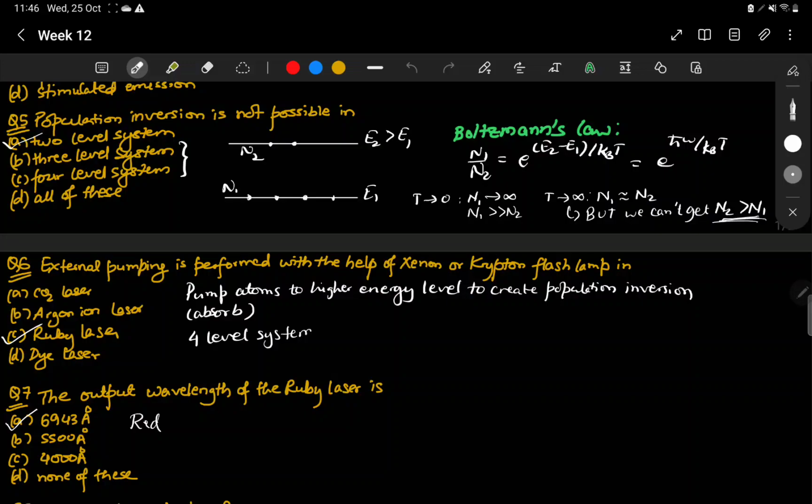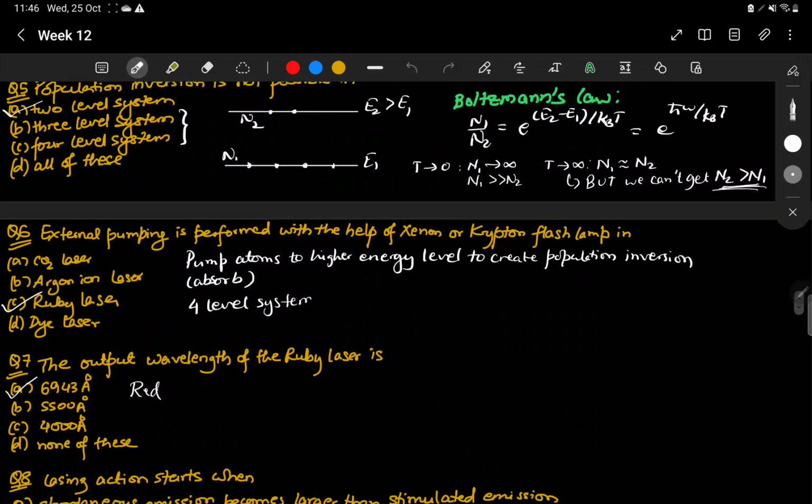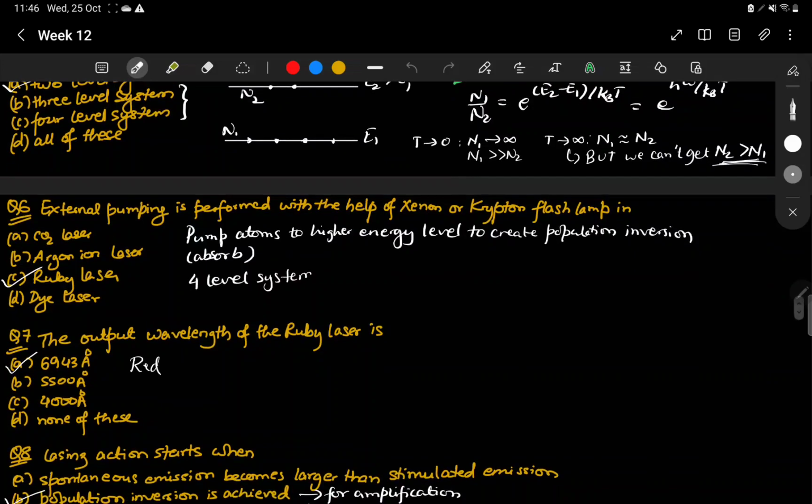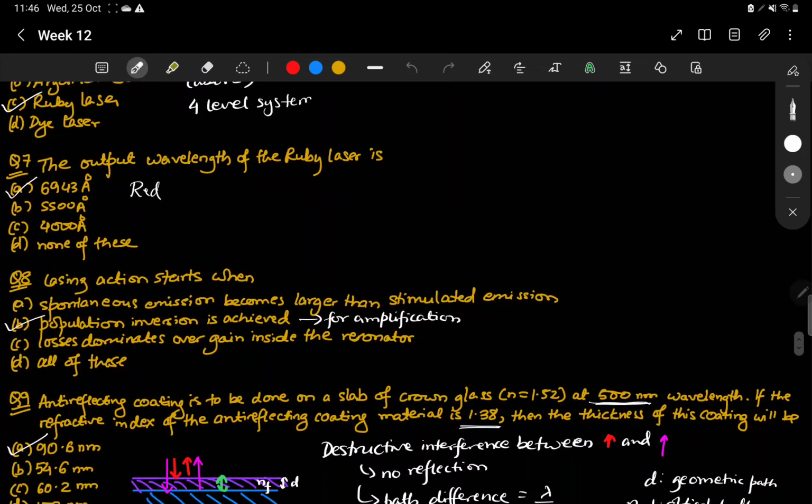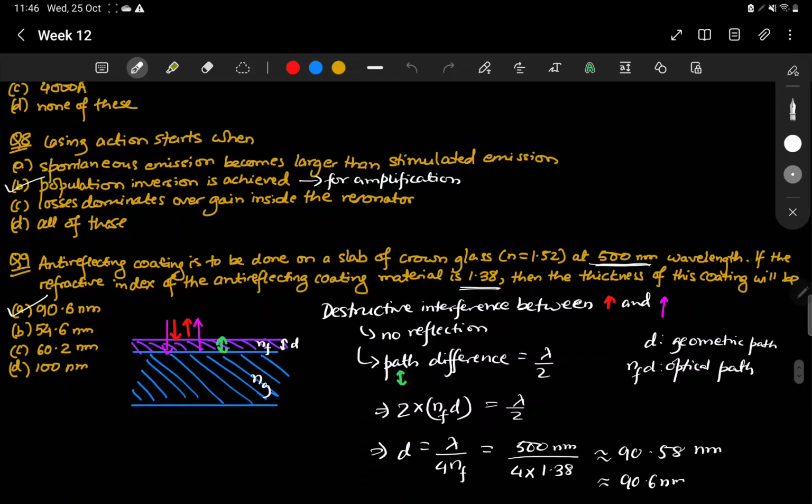For example, the ruby laser, which is a 4-level system laser and which uses a xenon or krypton flash lamp for pumping. And pumping is to pump the atoms to a higher energy level to create a situation of population inversion. The output wavelength of the ruby laser is 6943 angstroms, which is in the red color region. Lasing action starts only when we achieve population inversion for the amplification.